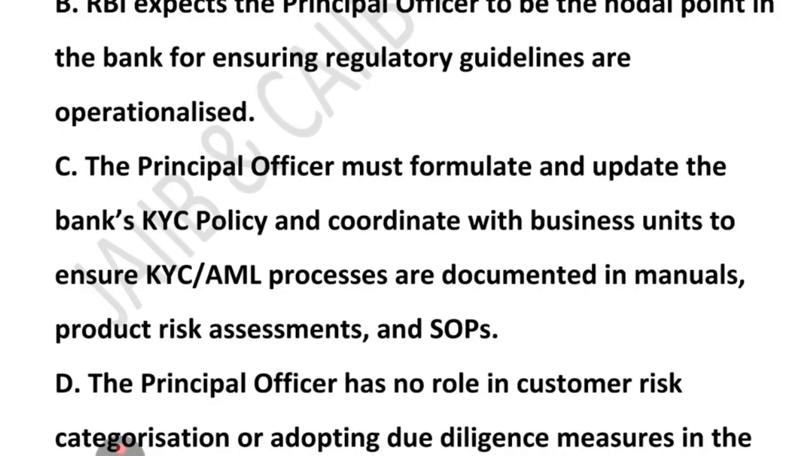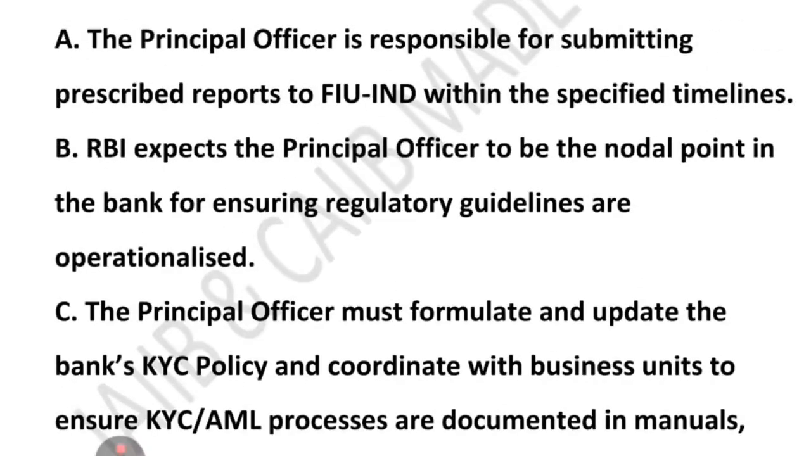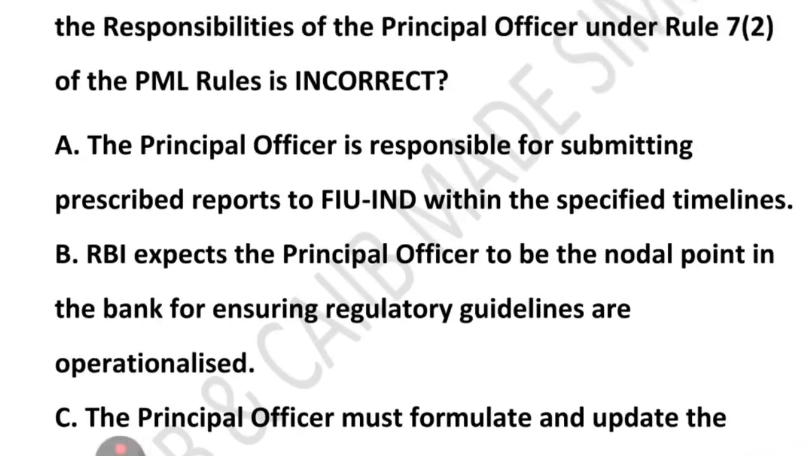Option C, the principal officer must formulate and update the bank KYC policy and coordinate with the business units to ensure KYC AML processes are documented in manuals, product risk assessments and SOPs. Option D, the principal officer has no role in customer risk categorization or adopting due diligence measures in the bank's business lines. So tell me which one is correct. First of all, let's see option A.